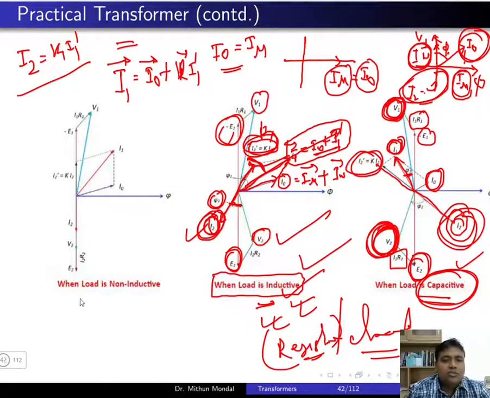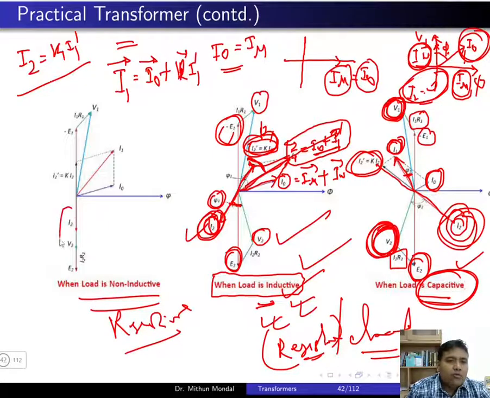However, if the load is not inductive, what is happening? That is what we call a resistive load. If it is a resistive load, your current and voltage will be in phase with each other. So I2 and V2 will be in phase with each other. Hence, you will have I2 dash, K into I2, exactly opposite to I2.